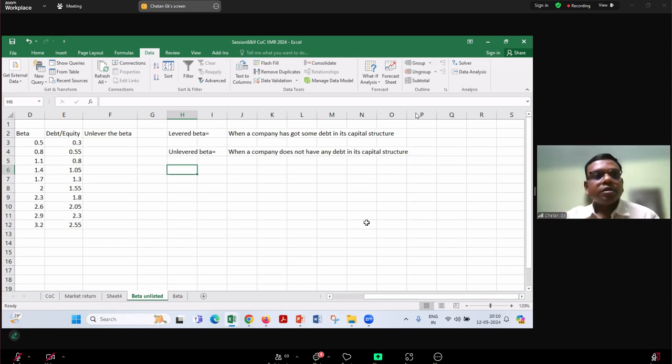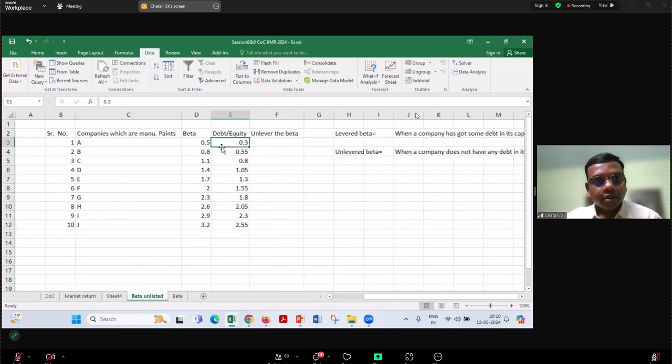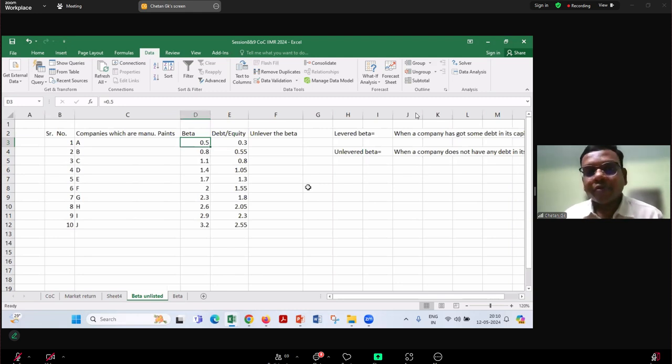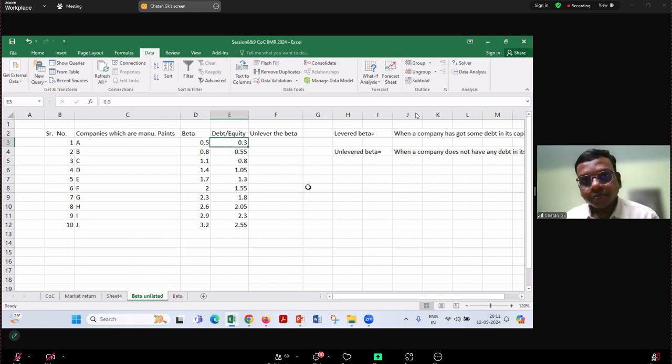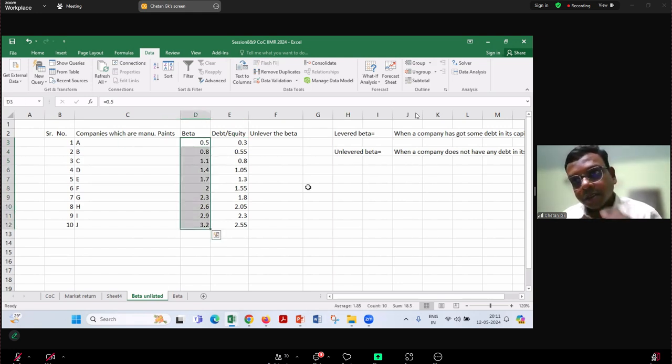So now you tell me, 1.5 beta, tell me whether it's a levered beta or unlevered beta. It's levered beta. Why have you said levered beta? Because there is some debt to equity ratio. Because there is a debt here, because 0.3 is the debt to equity ratio. For every 1 rupee of equity, you have got 30 paise debt there. Is it not? Some debt is there. That is the reason all these betas are actually called levered betas. Is it clear, everybody?